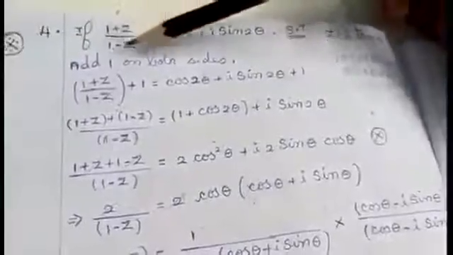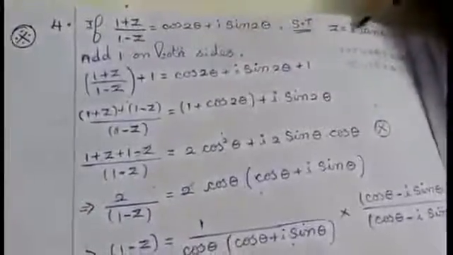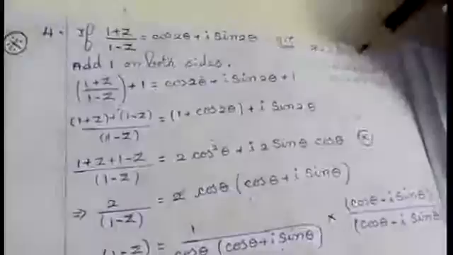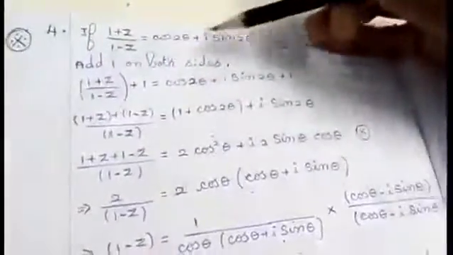Exercise 2.7, fourth sum. What is the given question here? If (1 plus z) divided by (1 minus z) equals cos 2 theta plus i sin 2 theta is the given condition, we are going to show that z equals i tan theta. That is the answer I should bring. So this is the given question for us. Left hand side and right hand side are given.